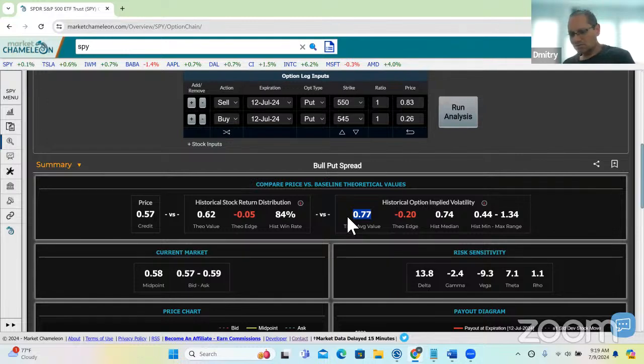Well, if on average it's worth 77 cents, how does that compare to what it is now? If you're selling it at 57 cents, but the average value historically was 77 cents, now you're going 20 cents below the historical average. Right? So the implied volatilities right now look like they're lined up on the low end of the historical range.